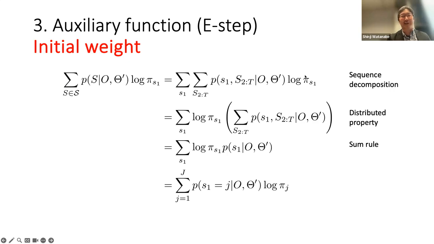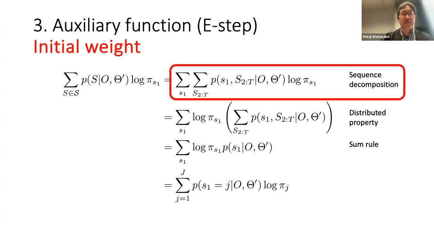To do that, we use three techniques. One is sequence decomposition. The other is the distributive property. And the third one is the sum rule. These three are just rewriting the equation. It's not like applying some deep rule. And I will explain it one by one. So first, sequence decomposition.